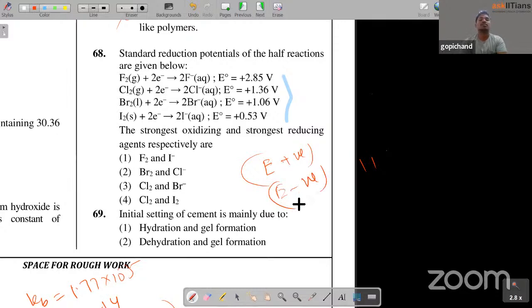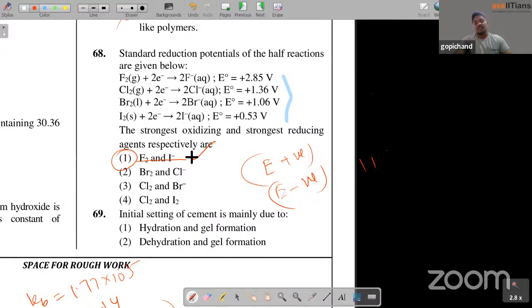So in this case, we have to see the strongest oxidizing agent, which is having the more positive value. Fluorine has the more positive value, that is plus 2.85 volts. Next we can see the reducing agent, which should have the lesser value. Iodide, that is I minus, has the lesser value. So I can say that option 1 is the correct answer. Fluorine and iodide is the correct answer. Whichever has more value becomes the oxidizing agent, and the lesser value the reducing agent.